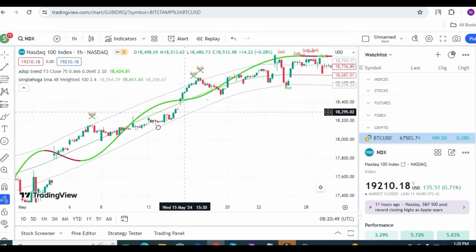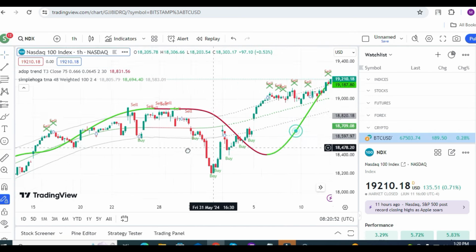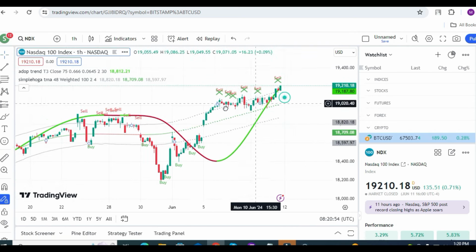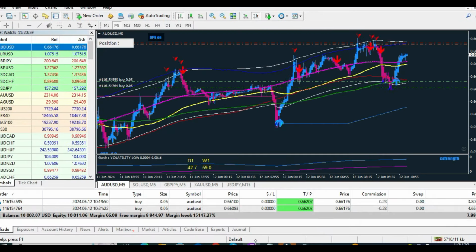And you can see this was exactly a perfect trade. You are getting amazing profit all the time, and these are the results of my MT4 system.